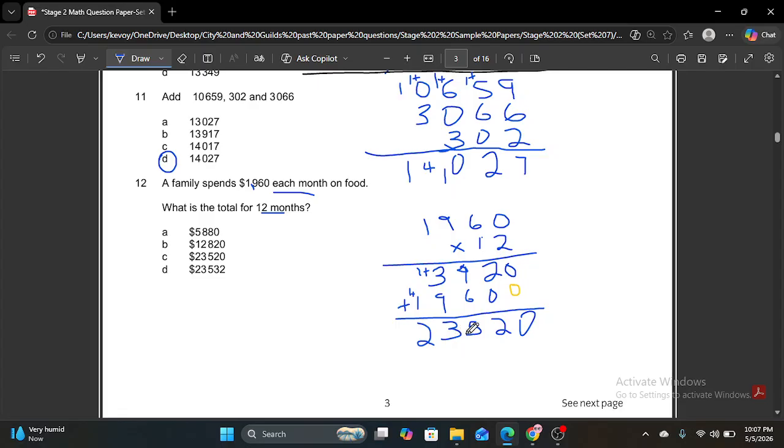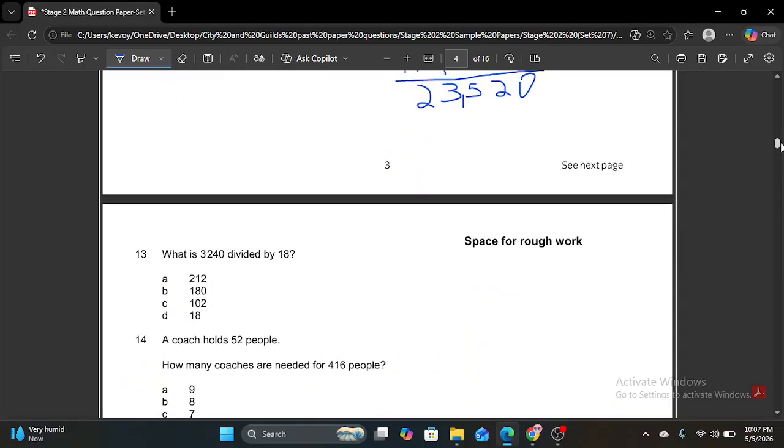What's that equal to? 23,520. Let's see if we see it. 23,520 is right here. So that's C. Alright, moving on. So now we have 13. What is 3,240 divided by 18? So let's go.